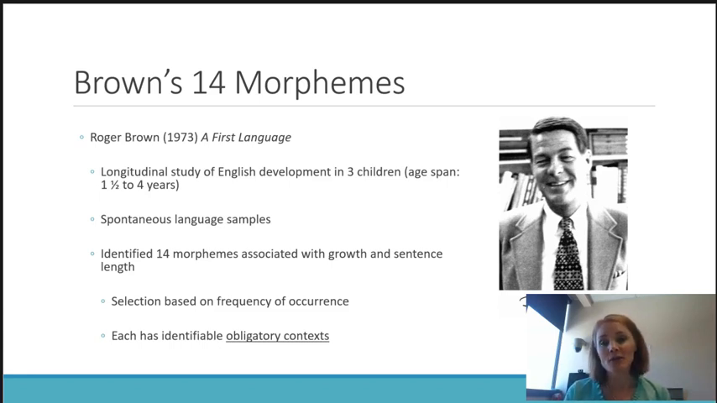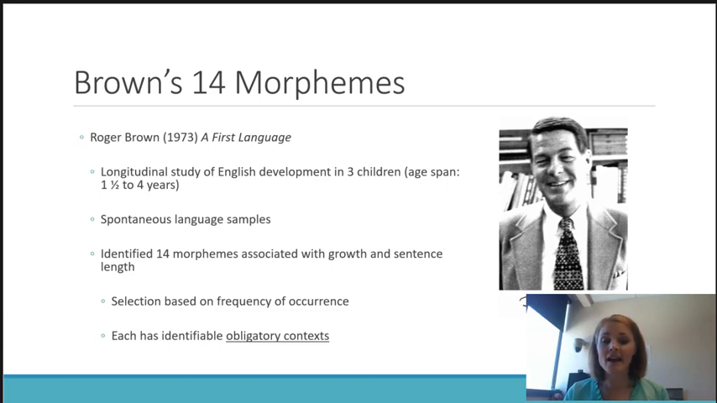And so to investigate this, he and his students did a longitudinal study, and they had originally 2 participants who they began looking at when they were a year and a half old and followed them up to 4 years of age. And he gave these 2 children the pseudonyms Adam and Eve. And he and his students would go into their homes every 2 weeks and record a language sample of the children talking with their parents.